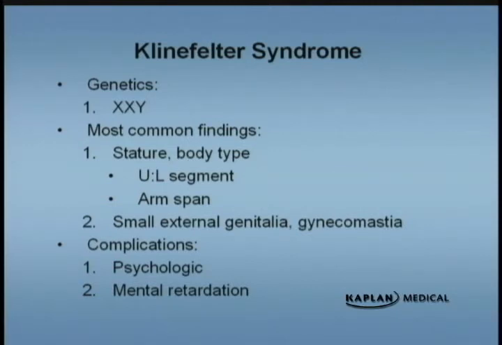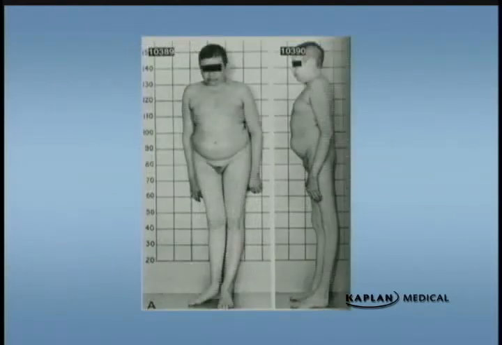When we talk about adolescence and we talk about Tanner staging, it's very important to know your Tanner staging because it's going to help you differentiate a Klinefelter's from just a child that is an adolescent boy who's developing some gynecomastia as he goes through puberty. Complications of Klinefelter's include psychologic, behavioral complications, as well as mental retardation. On the picture here, you see a tall patient. You can see the gynecomastia right there, and the hypogonadism. Okay, again, very long arms and very long legs.